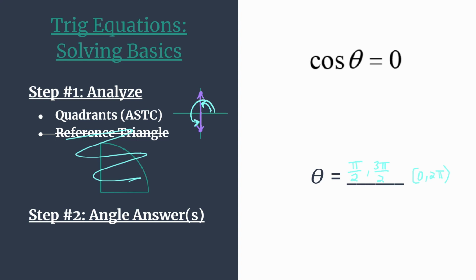So this is our answer. We have theta equals pi over 2 and 3 pi over 2 on this interval from 0 to 2 pi. Substitute them back in. You'll see that when you're checking your answer, you're basically performing exact value calculations. We know both the cosine of pi over 2 and the cosine of 3 pi over 2 are 0. So those check out.